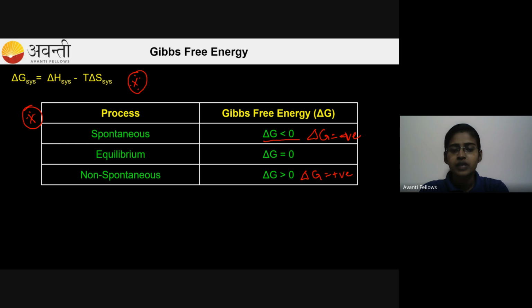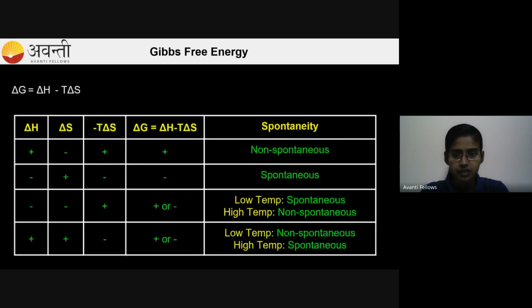Now I will go on with one more slide. Here, I told you, if delta G is positive, then the process is non-spontaneous. If it is negative, then the process is spontaneous. It can be positive or negative, depending upon these symbols. If it is positive, then the reaction is non-spontaneous. If it is negative, then only the reaction is spontaneous. If the reaction has to be spontaneous, then the temperature should be very low, and only at low temperature will the reaction be spontaneous if these terms are minus and plus.